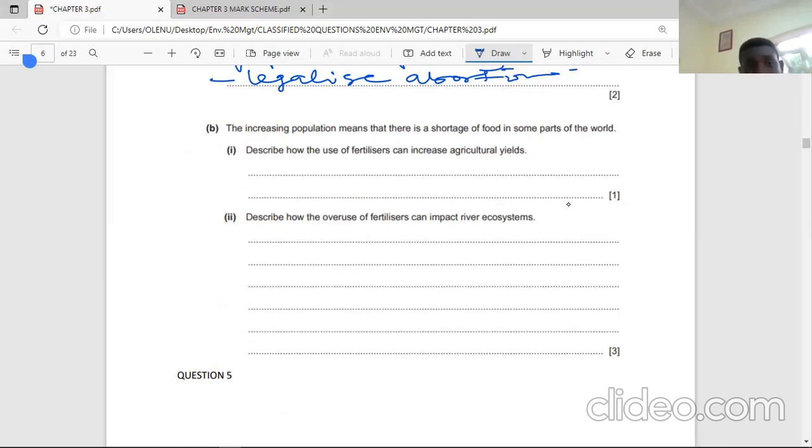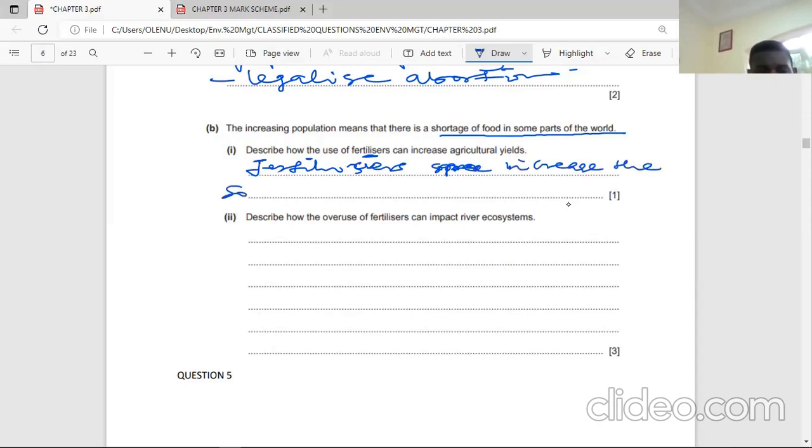Now, that's just a pop-up question. It's not what we're supposed to be looking at, but that's good. Now, the increasing population means that there is a shortage of food in some parts of the world. Describe how the use of fertilizer can increase food production. I've answered a question related to this when we looked at phosphate earlier. So first, fertilizers will help to increase the soil nutrients, which will eventually lead to an increase in food production.